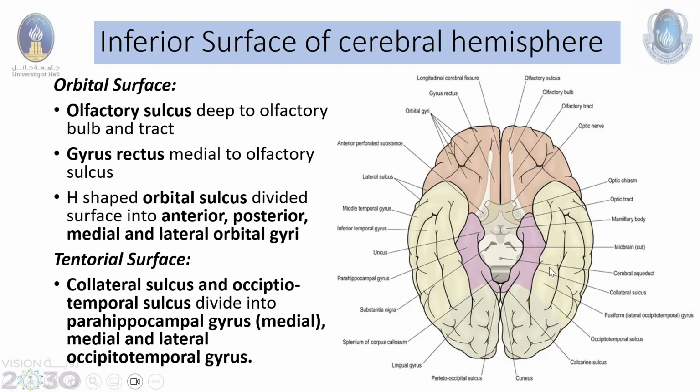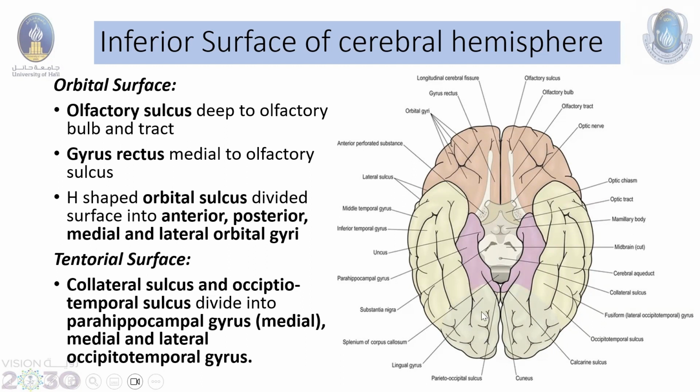Now coming to the tentorial surface. Here there are two important sulci. One is called the collateral sulcus. If you see here, this is the collateral sulcus, and here we can see one more sulcus, called the occipitotemporal sulcus. This is the collateral sulcus, and this is the occipitotemporal sulcus. They divide the inferior surface into three important areas. One is the parahippocampal gyrus. This can be seen only in the front. Medially it has invaginated deep inside, so you cannot see it.